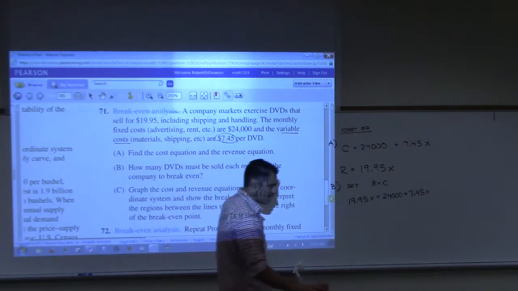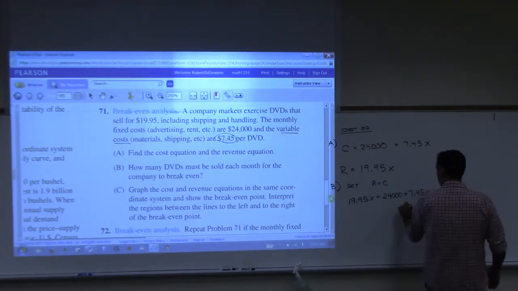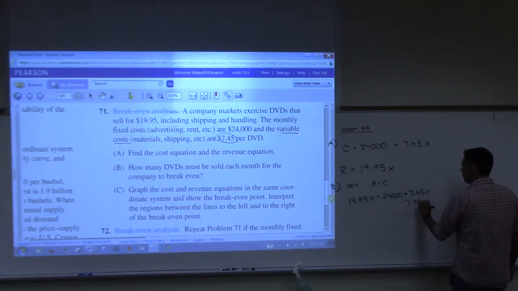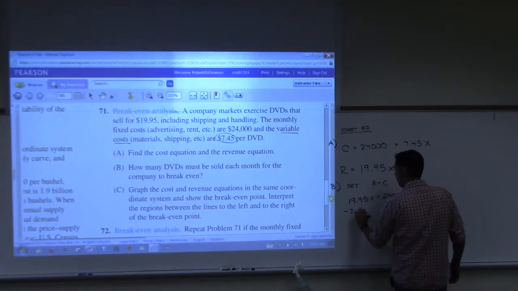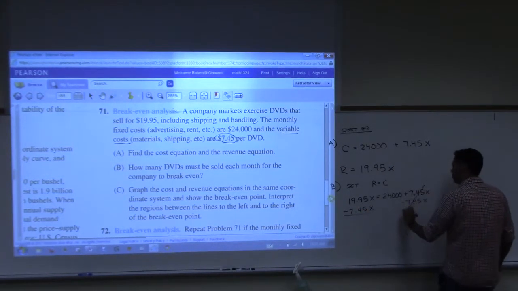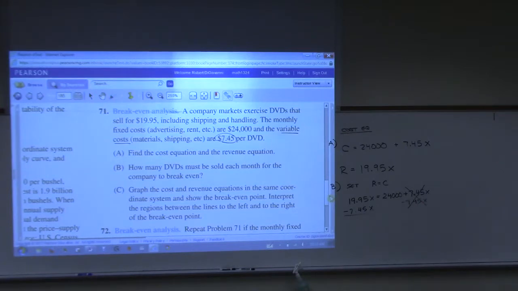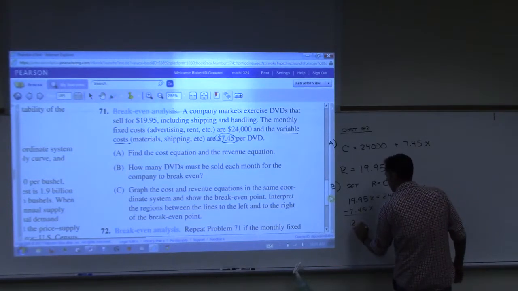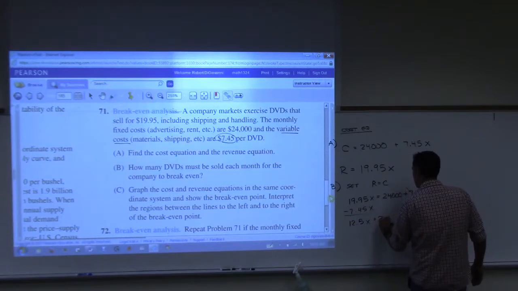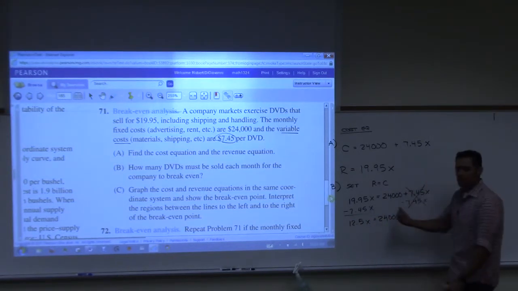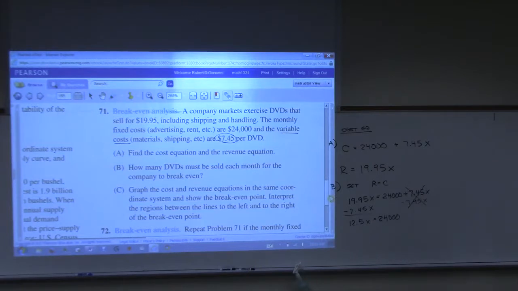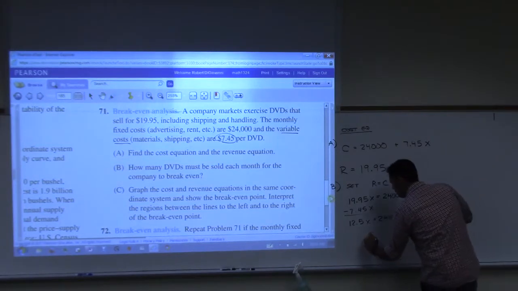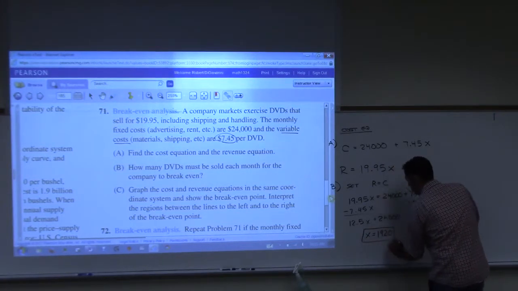So solve for x. Subtract 7.45x from both sides. Over here it goes away. And then what is that right there? Bless you. What's this? 12.5x equals 24,000. And now divide both sides by 12.5. And what do we get for x? 1,920.